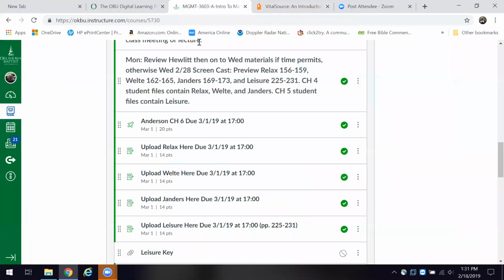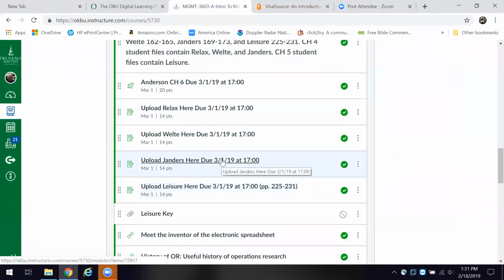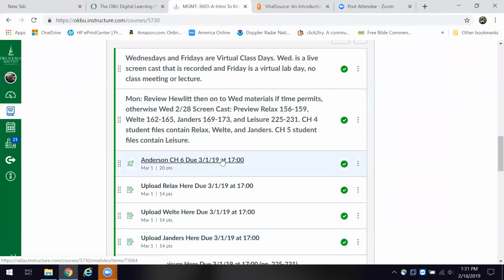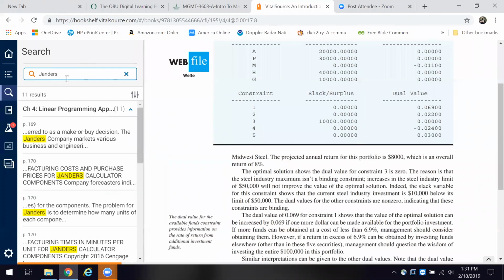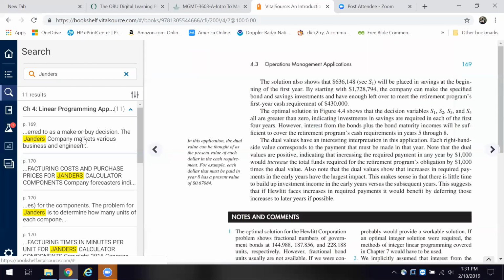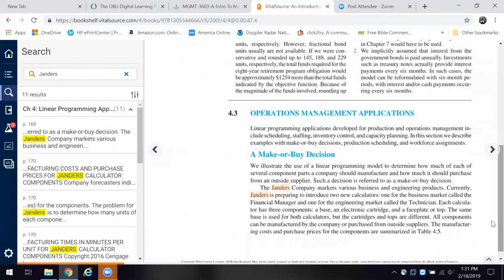Now, we've got the Janders case, and Janders is another one of those, and it's on pages 169 through 173. So let's go there, and I'll just do a search for Janders. Here we go. And they say an operations management application. This is one of the classic problems that we have. A make or buy decision, okay?